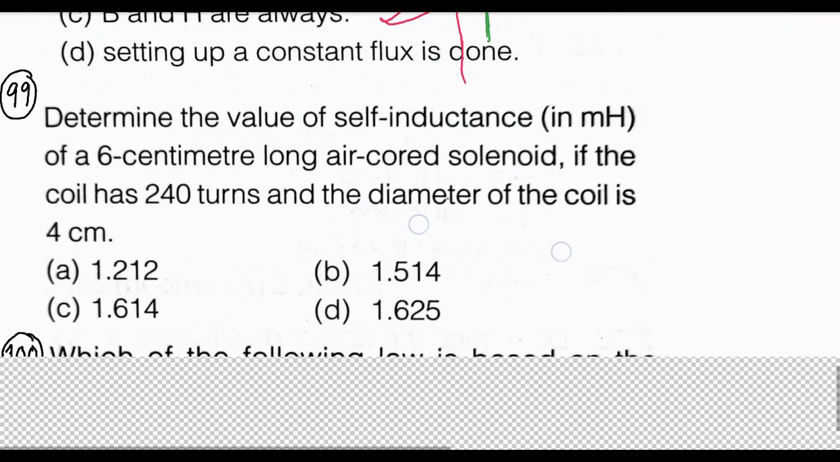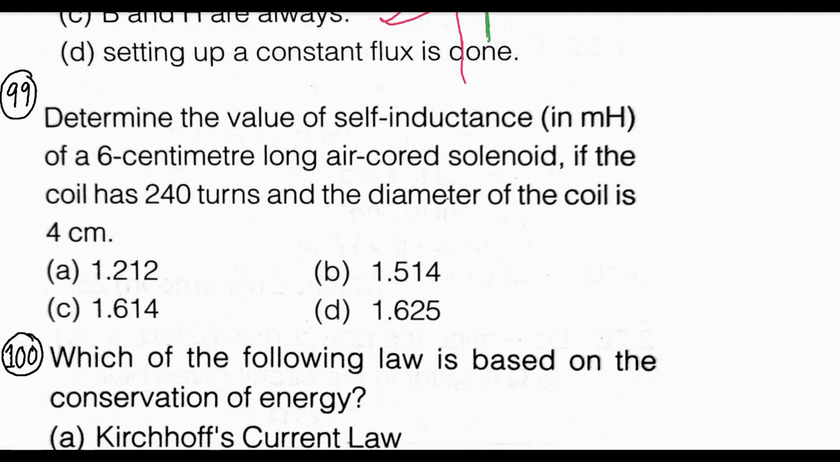Next question number 99 is, determine the value of self inductance in millihenry of a 6 cm long air cooled solenoid if the coil has 240 turns and the diameter of the coil is 4 cm. So here we have to apply the physical formula for the inductance, that is mu n square A by L. This is an important formula and asked in many exams, in Coal India, in BARC and many exams. This formula has been asked, and questions related to this formula also.